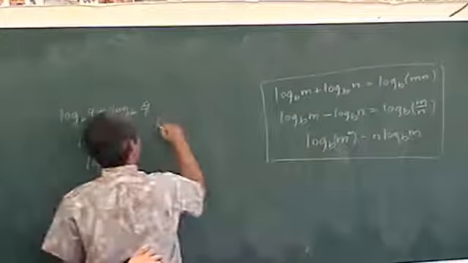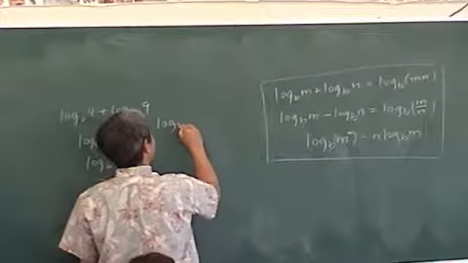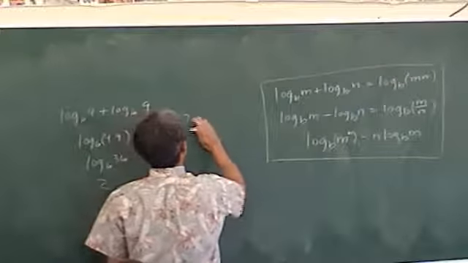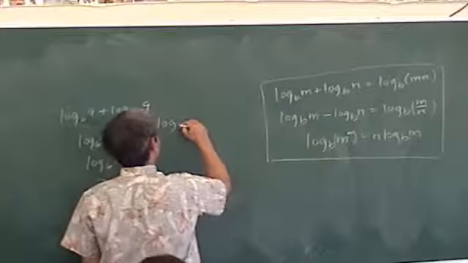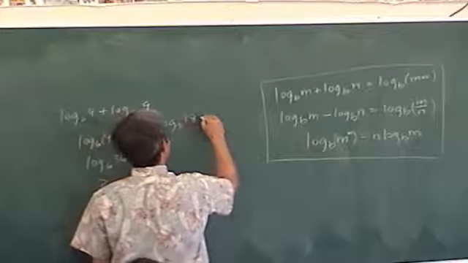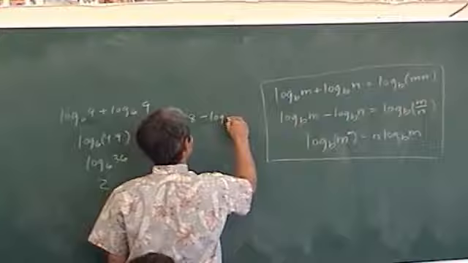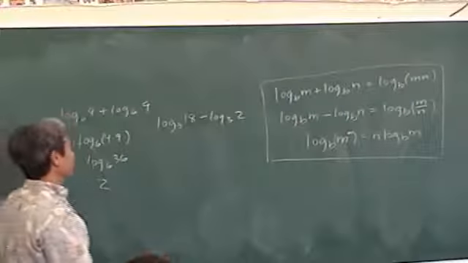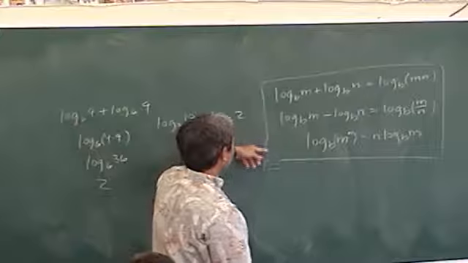Okay, what about this? Log base 3 of 18 minus log base 3 of 2. Simplify that. Well, it looks like one of these three. Which one? The middle one.